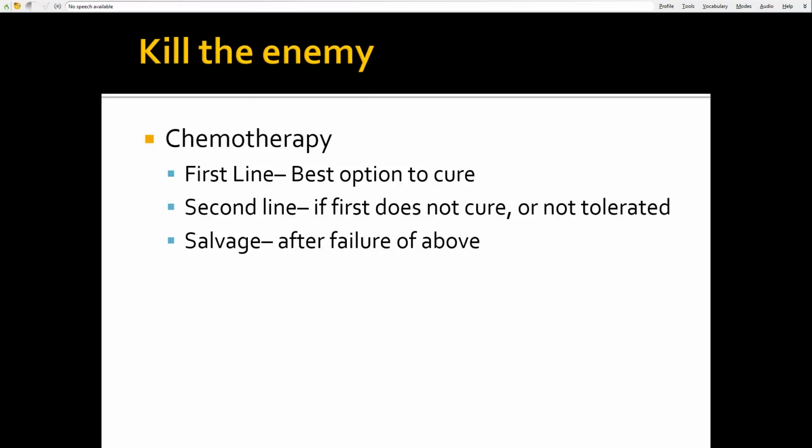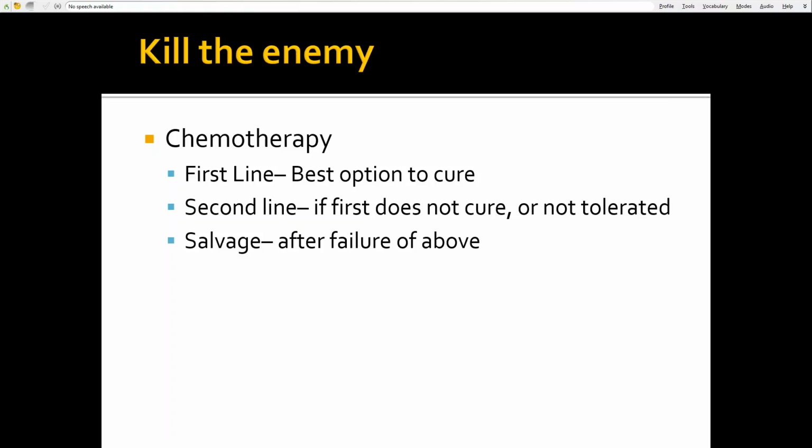So in general, when treating the tumor, chemotherapy is the first line agent. It's the best option many times to cure a particular disease. Again, it depends on the type of tumor that you're trying to basically kill. Lymphoma, at this point, we're not really treating anything like lymphoma. But again, chemotherapy is the best way to do it.